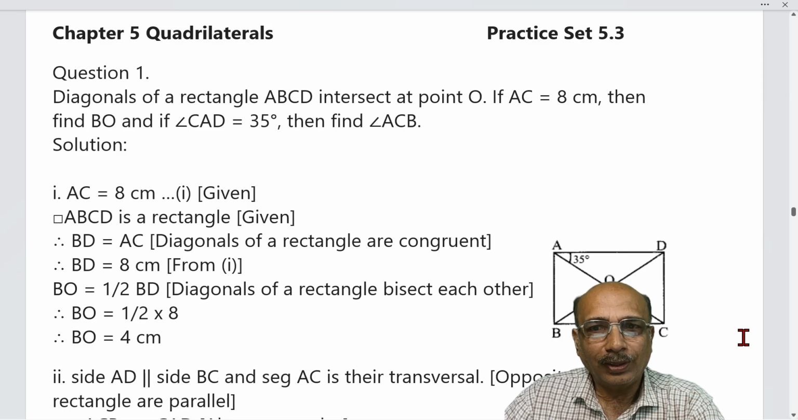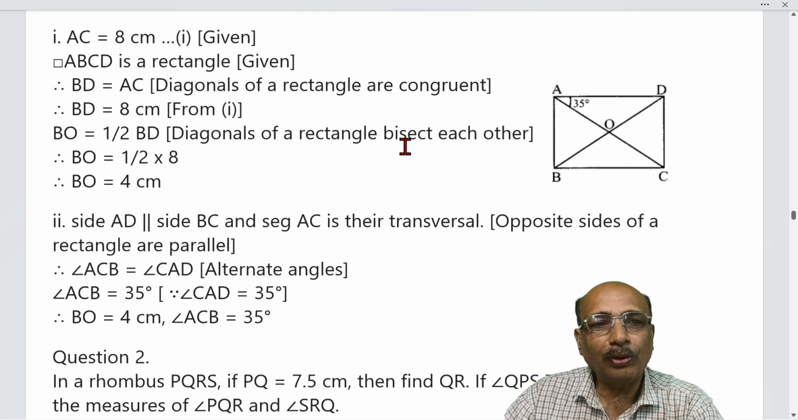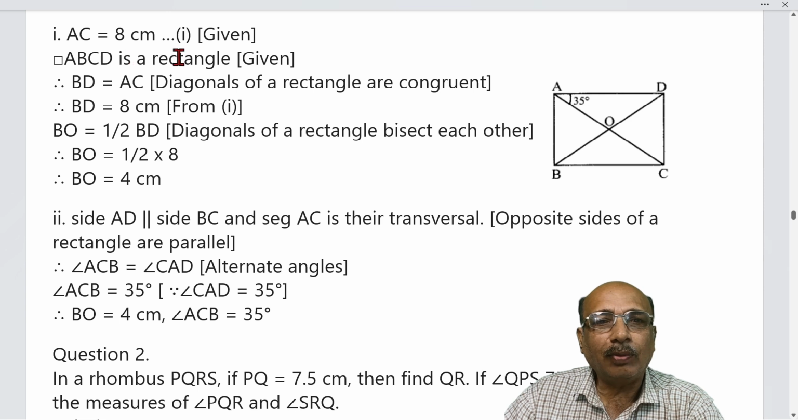Hello children, let us start with practice set 5.3. Question 1. Diagonals of a rectangle ABCD intersect at point O. If AC equals 8 cm, then find BO, and if angle CAD equals 35 degrees, then find angle ACB. Solution: AC equals 8 cm, given.